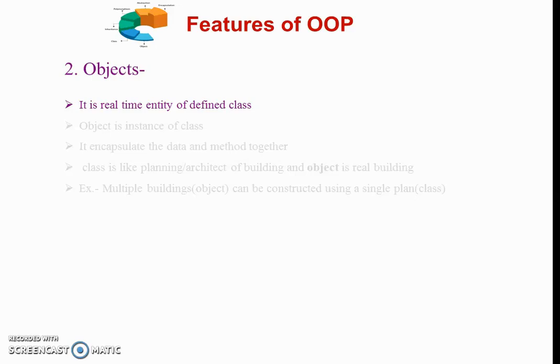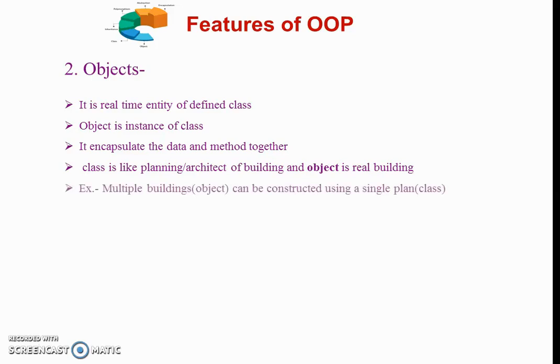So an object is a real-time entity of a defined class. An object is an instance or a variable of a class. It encapsulates the data and methods together. A class is like the plan or architecture of a building, and an object is a real building. For example, multiple buildings, that is objects, can be constructed using a single plan. Creating an object of a class is known as class instantiation.